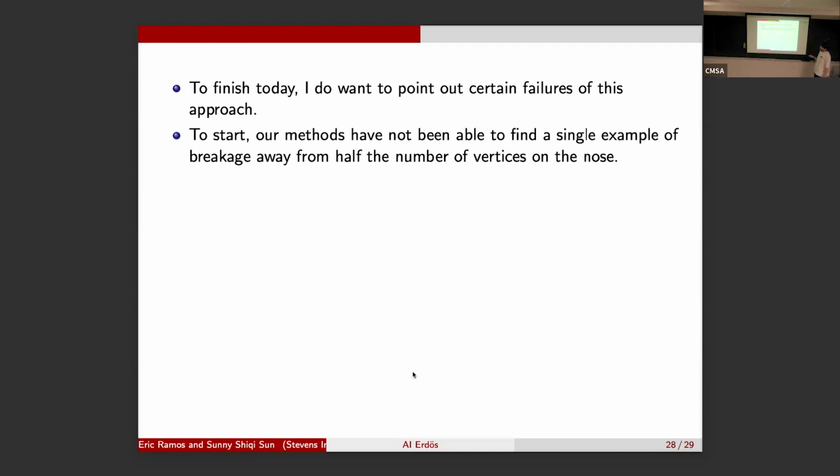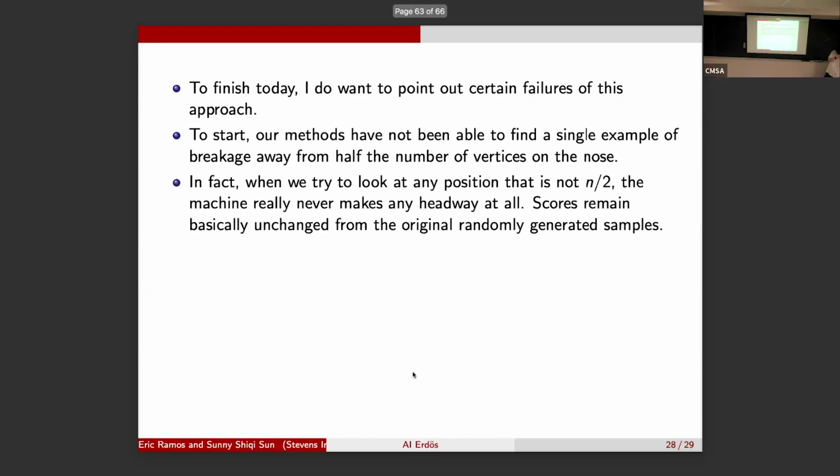Whereas with the n/2 case, where we've had all this success, PatternBoost is finding these mountains of counterexamples after just a few generations of optimization. So there is something important about that n/2, which I have no idea what it is. When we look at any position that's not n/2, the machine really never makes any headway at all. Scores remain basically unchanged. Unfortunately, we haven't been able to make that work.